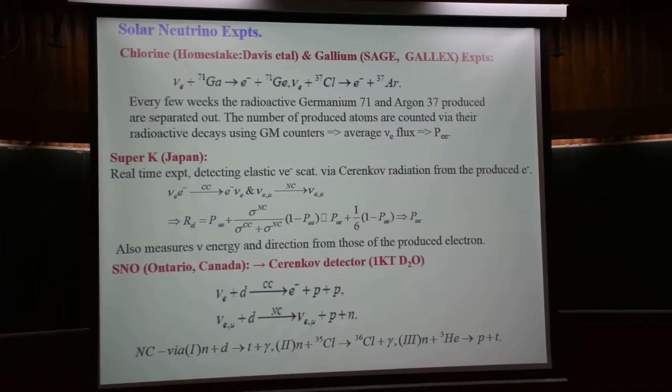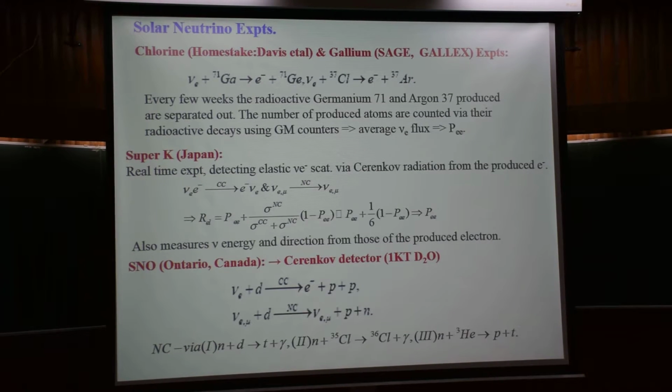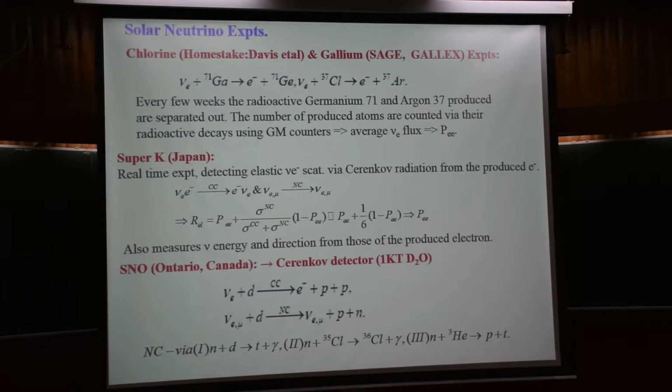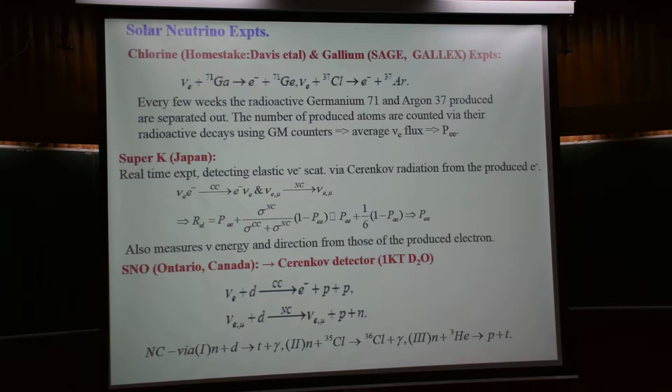Also, this experiment measures neutrino energy and direction from those of the produced electron. These are real-time experiments, so you can measure the neutrino direction. You can extrapolate it backwards, and you see that the events are pointing toward the sun. And you also measure the neutrino energy. That is important. We shall see in due time that it helps you distinguish between different solutions, to look at the neutrino energy dependence.